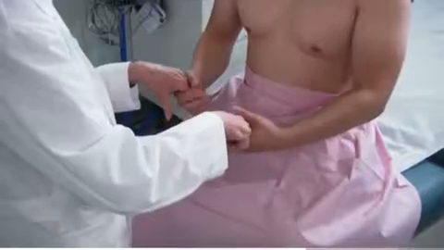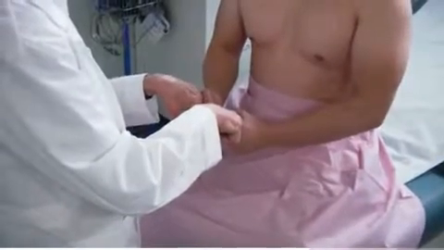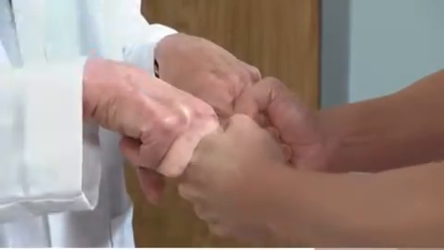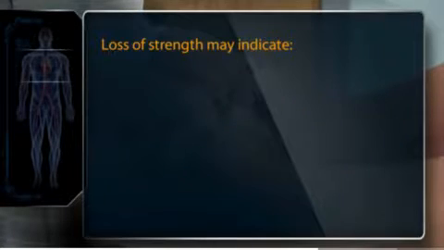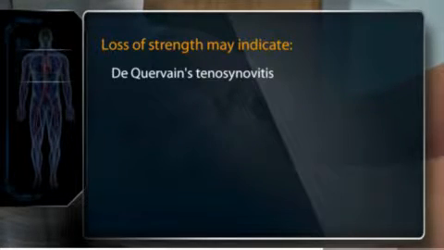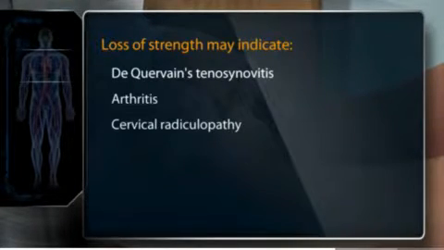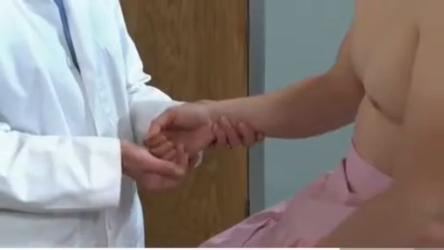We're going to check the strength of your fingers, your hand grip. Squeeze as hard as you can. Okay, very good. Loss of grip strength is seen in de Quervain's tenosynovitis, or inflammation of the thumb extensor tendon, arthritis, and cervical radiculopathy. Let's check out your wrist pain.